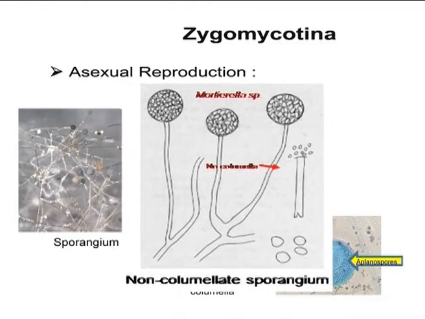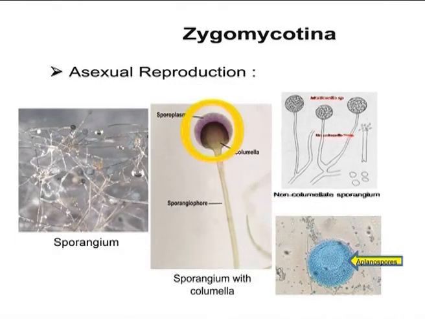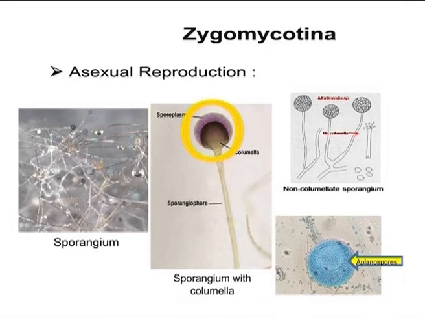Just outside the columella, one can find the sporoplasm, which before maturity of spore undergoes cleavage and gives rise to numerous small non-flagellated aplanospores called sporangiospores.